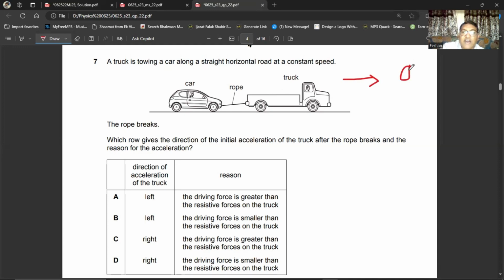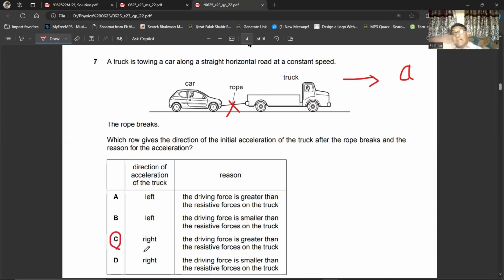The truck will accelerate after this rope breaks. So the direction of the acceleration of the truck will be towards the right. And the reason is the load on the truck has decreased suddenly, or you can say the resistive force has decreased. So the truck will accelerate to the right. So C and D option. The driving force is greater than the resistive force on the truck. Yeah, the driving force is smaller than. So C is the answer, sir.